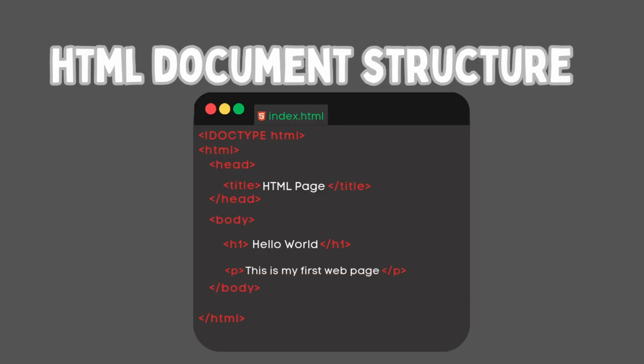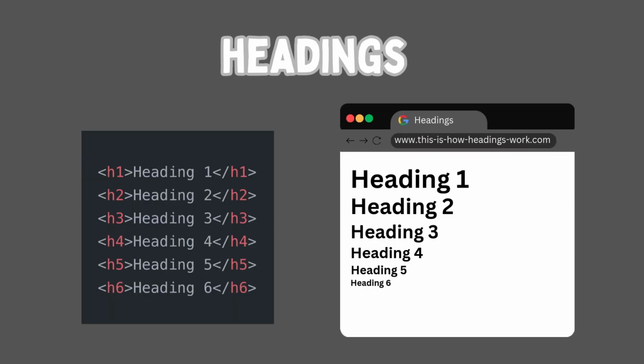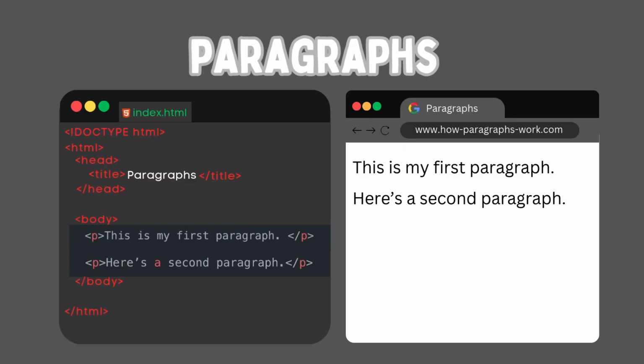You also learned about the essential structure of a HTML document, which includes the doctype, HTML, head, and body tags. This gives your document a proper framework so browsers can interpret it. We covered headings using H1 to H6 tags for organizing text and P tags for paragraphs, which form the core of most content.